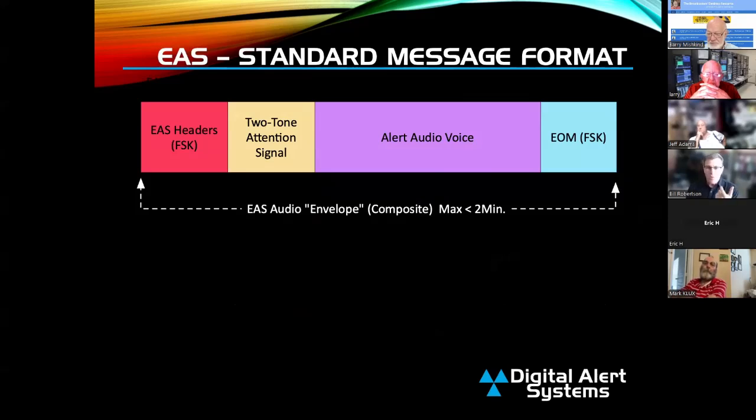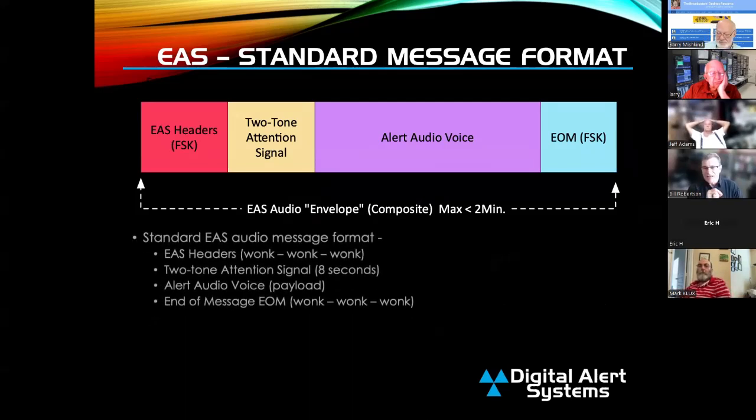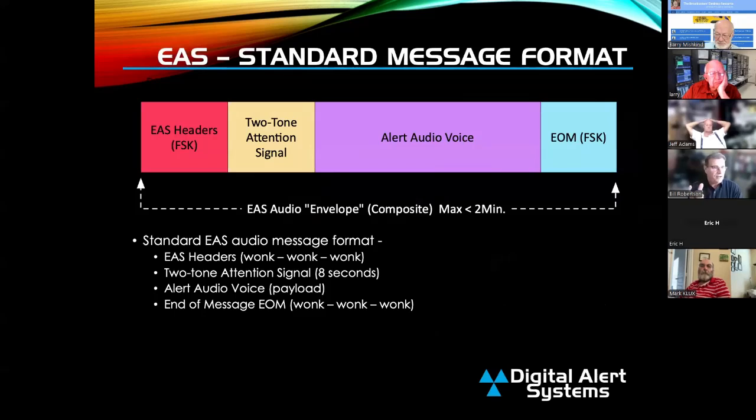So the wonk, wonk, wonk in the EAS headers, the two-tone attention signal, the alert voice, and the EOM, all of those make up what we call the audio envelope. The alert audio voice element is essentially what we call the payload. That's what you're really sending. The other things are framing around it, but the essence of what we're trying to deliver is that alert audio voice. So those are the real standard things.